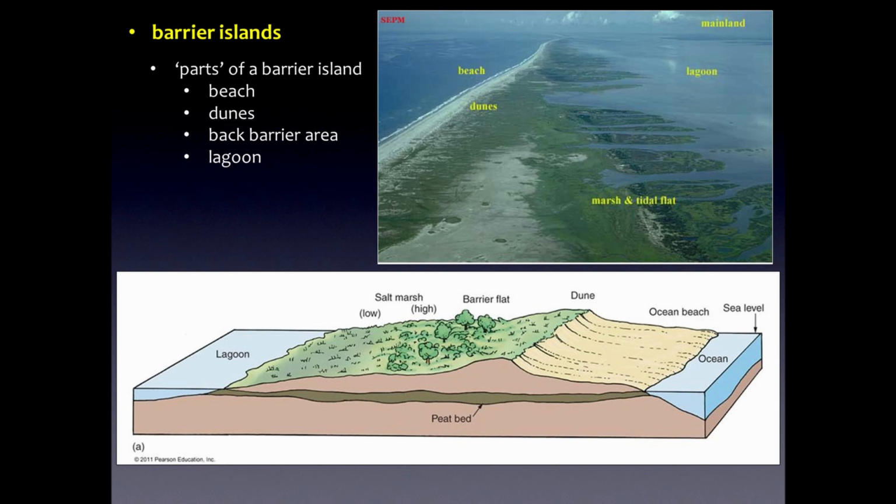The big thing to remember is that these are all unconsolidated sediment, so there's no rocky core. It's just sitting there in the ocean, and as a result, the material, the sand that makes up the barrier island, can be very easily transported either by longshore drift or by storm activity.